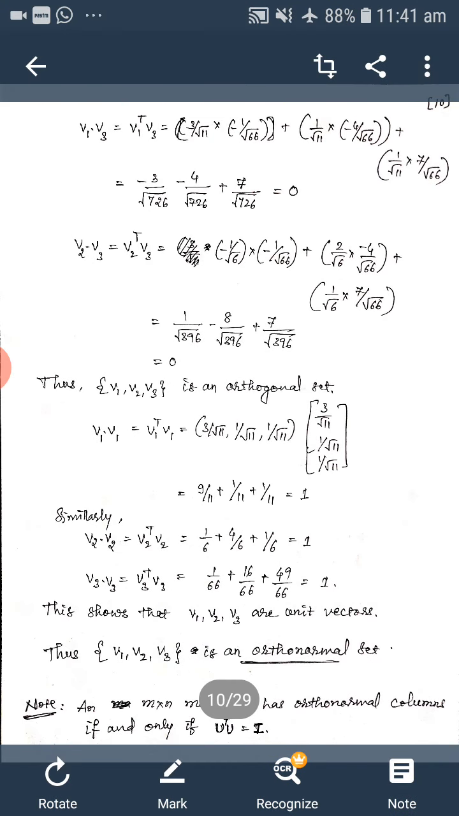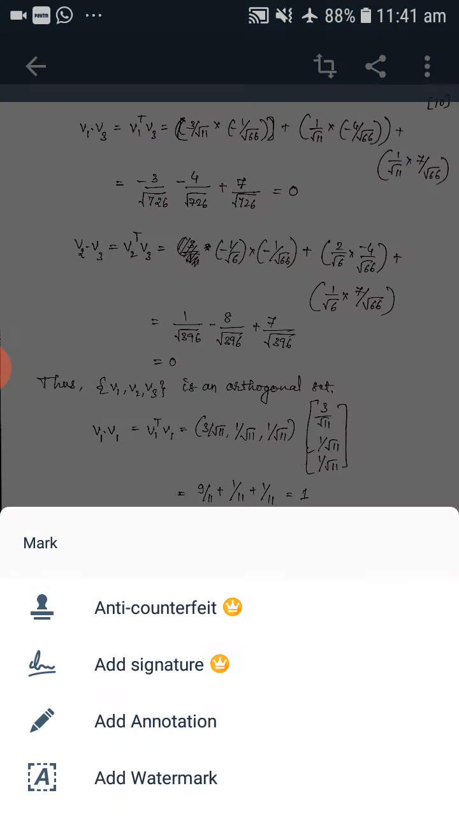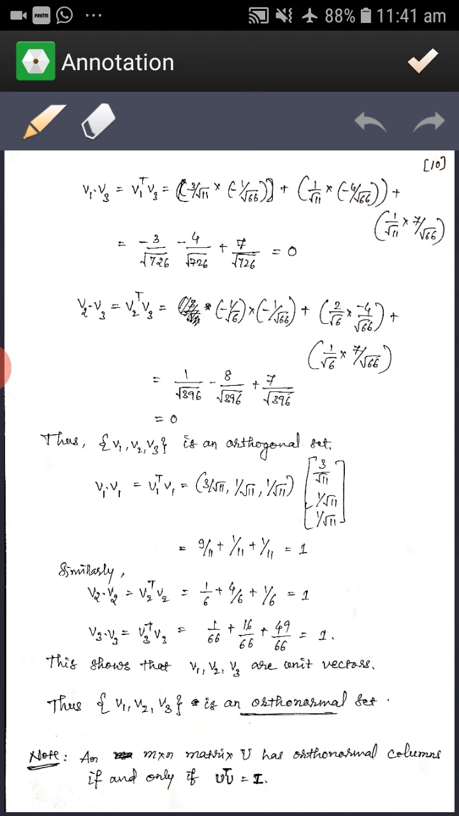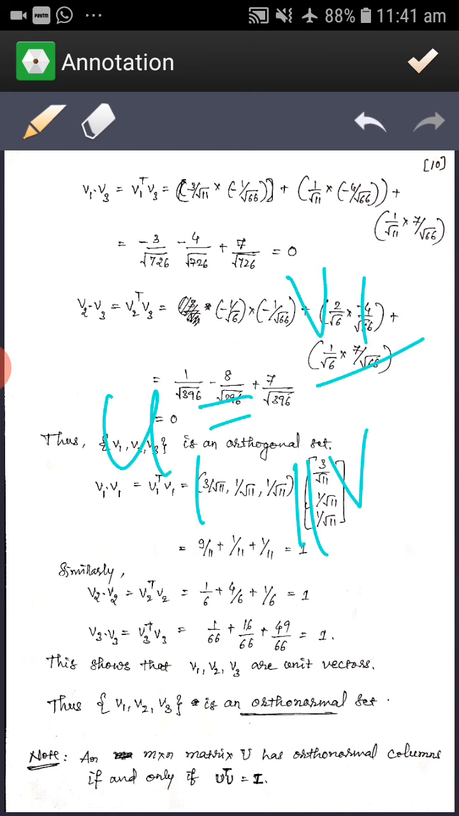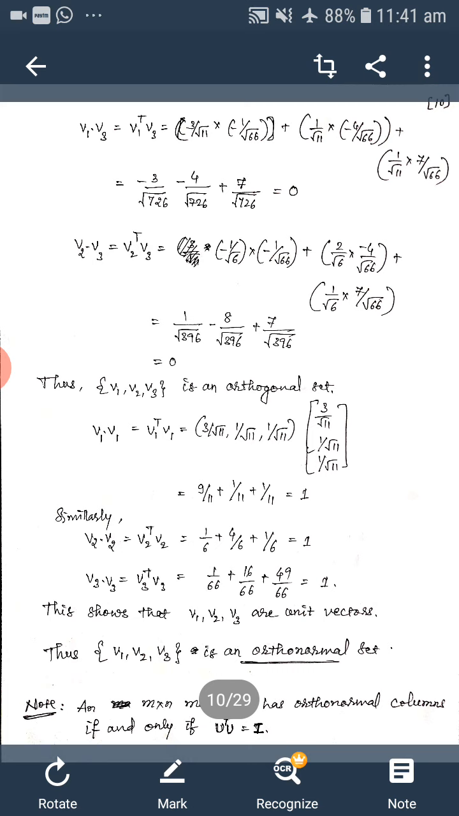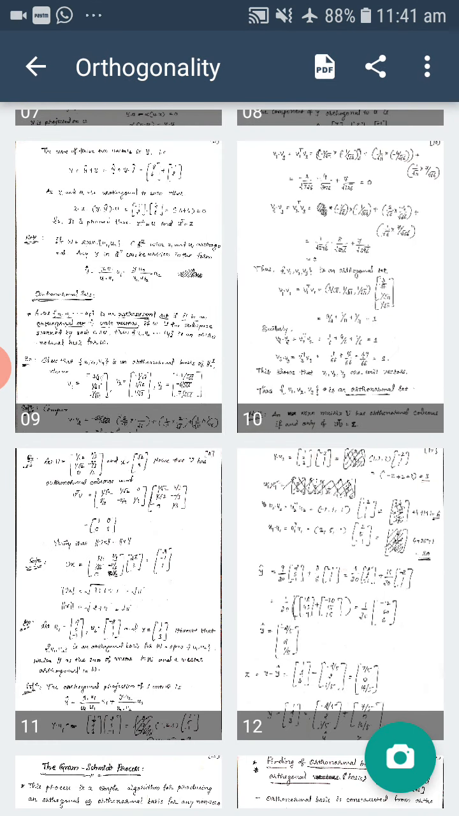Suppose they are not unit vectors, if the length is not 1, then we need to calculate the unit vector as v1 divided by the length of the vector. Here v1 is already a unit vector, so there is no need to calculate that. We just need to calculate the pairs, whether it is 0 or not. Okay, we'll see the next problem.